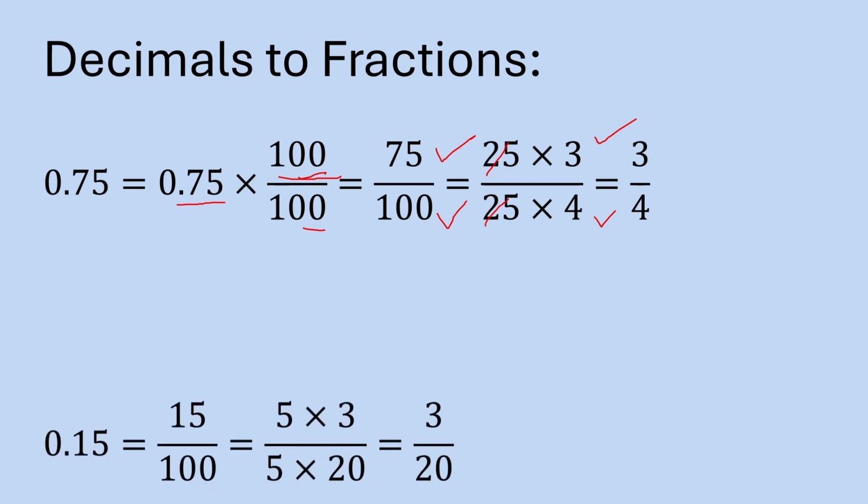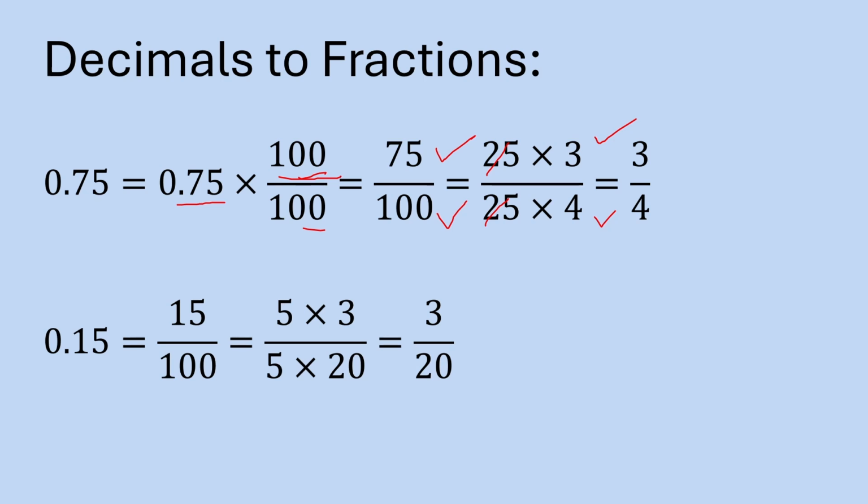Next example is the same as above. 0.15. We can write 15 divided by 100. 15 means 5 multiplied by 3. 100 means 5 multiplied by 20. So we will cancel the same factors. So the final value will be 3 divided by 20.